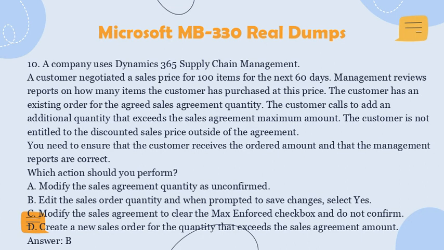A. Modify the sales agreement quantity as unconfirmed. B. Edit the sales order quantity and when prompted to save changes, select Yes. C. Modify the sales agreement to clear the max enforced checkbox and do not confirm. D. Create a new sales order for the quantity that exceeds the sales agreement amount. Answer: B.